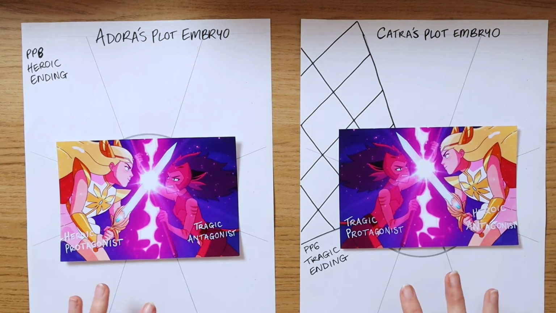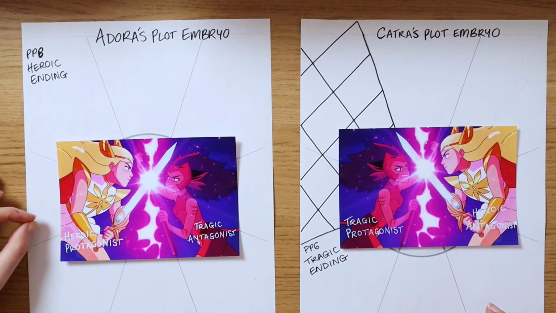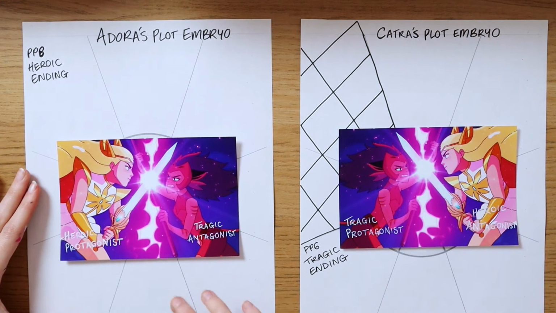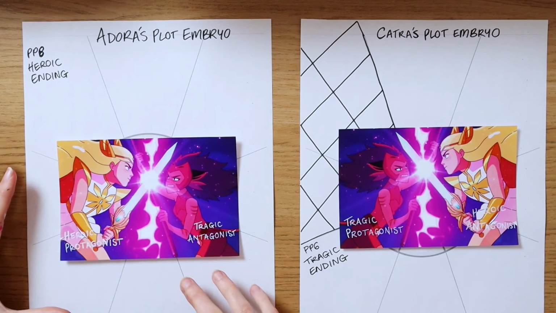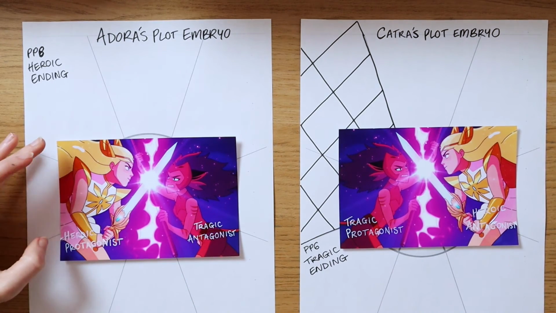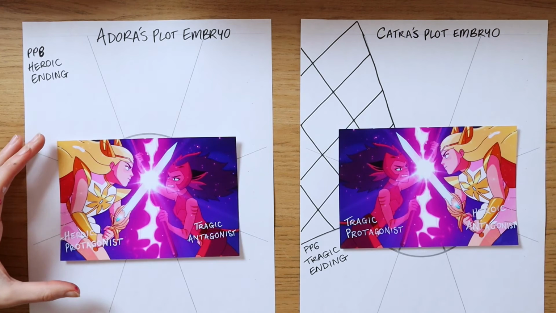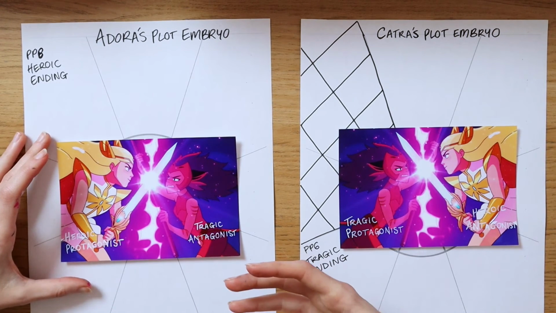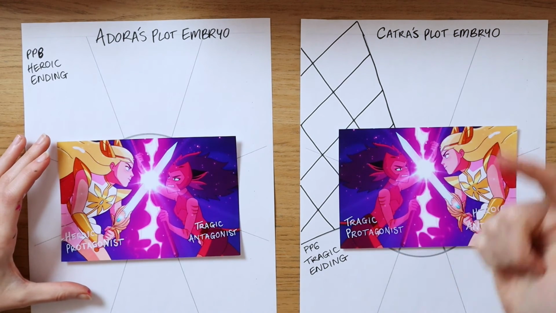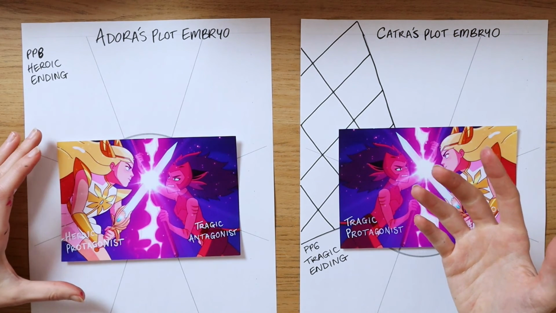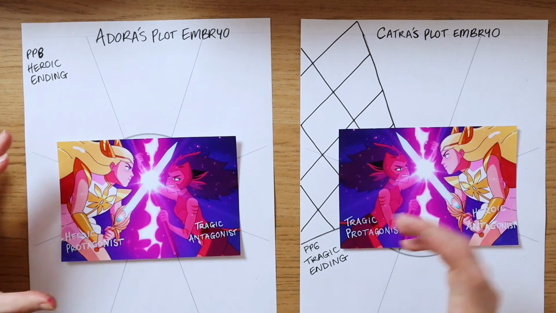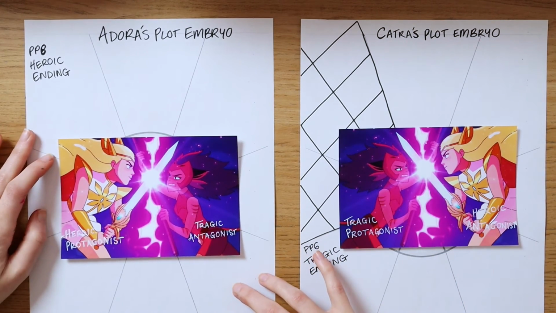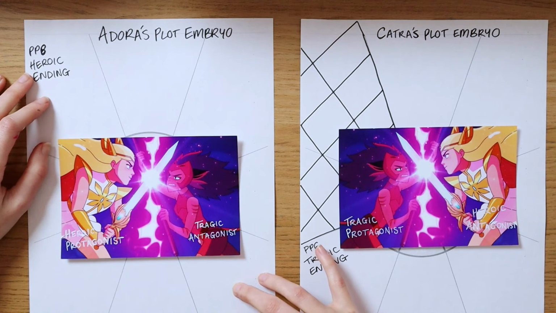So just remember that when I say heroic plot embryo or heroic antagonist, all I mean by that is that it is the one with the positive ending and the 8 plot points. It doesn't mean that the protagonist of a heroic plot embryo needs to fulfill the archetype of a hero. They don't need to be a heroic character in terms of being pure of heart and strong and all that kind of stuff that goes along with the archetype. It just means that their plot embryo is ultimately positive and has the 8 plot points, that traditional structure.